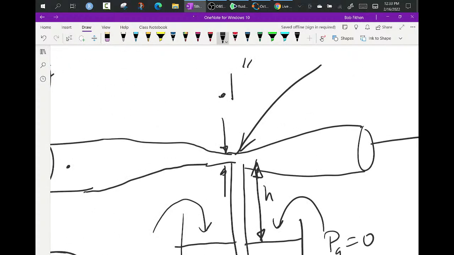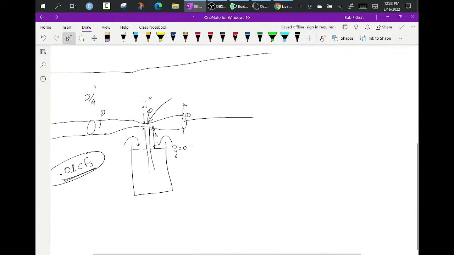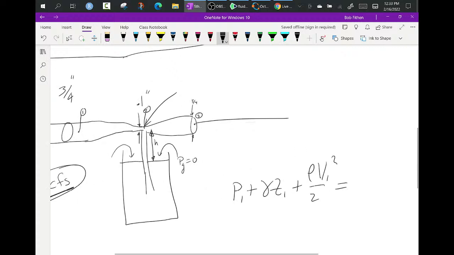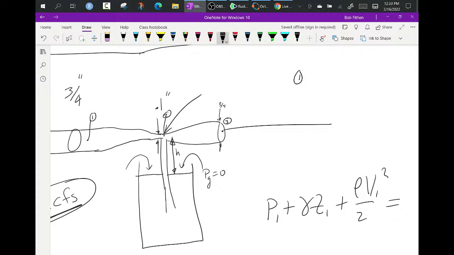So what we'll do is we'll locate this as point 1. We'll locate this one as point 2. And we'll locate this one as point 3. And we'll say this is 3/4 as well. Now we just write the Euler's equation between them. P1 plus gamma Z1 plus rho V1 squared over 2. Well, before we do that, let's list our things. So we have our locations, 1, 2, and 3. We have the pressure, elevation, and velocity. The datum is going to be such that it's 0 on all of these.